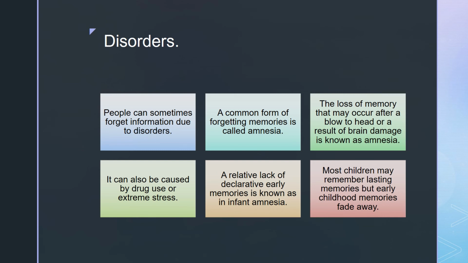The relative lack of declarative early memories is known as infant amnesia. So you probably don't remember many memories from when you were 2 to 3 years old. Some children may have lasting memories, like meeting certain family members, like your mom or your dad or things like that. But early childhood memories typically fade away.